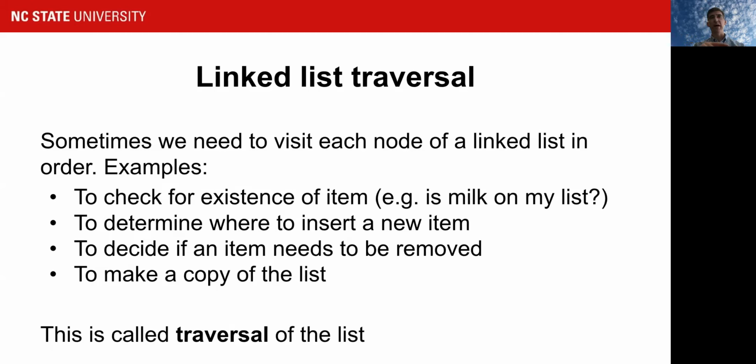If I want to know if something needs to be removed from the list, I might have to look through to find the matching thing that I want to remove. And then to make a copy of the list, and this might be important in a copy constructor or assignment operator, I would need to visit each thing in the list and then copy it into another list. So traversal is just something we're going to have to be able to do on the list.